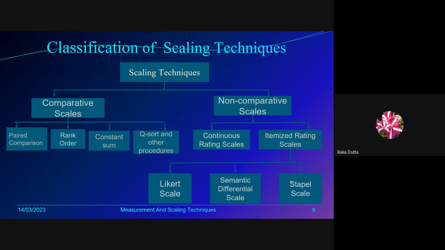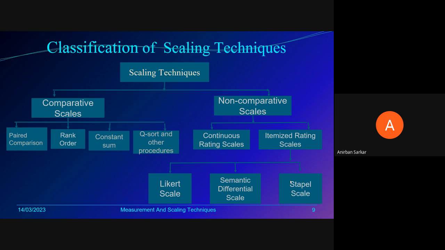Now, we come to the scaling techniques. We have discussed measurement. We have discussed the characteristics of the primary scales and the primary scale measurement as well. Now we are trying to classify the scales. Generally, you will have two types of scales to use. One is comparative scale, the other is non-comparative scale.